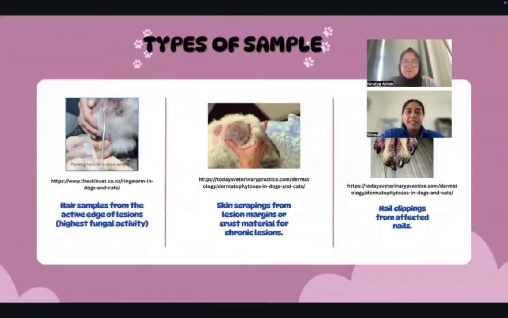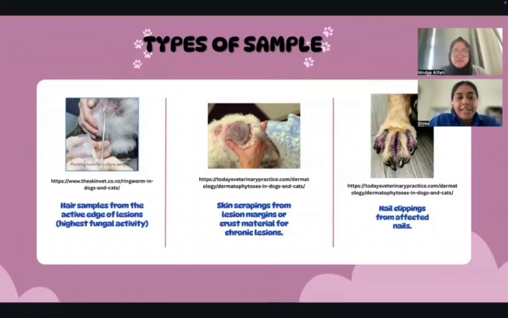Type of sample: there are three samples. First, sampled from the active edge of the lesion, because it has the highest fungal activity. Second, skin scraping from the lesion margin or crusted material for chronic lesions. Third, nail clippings from the affected nails.